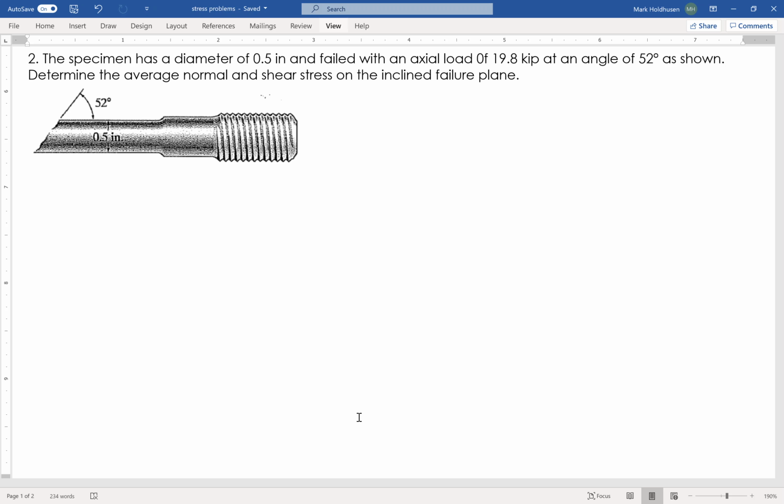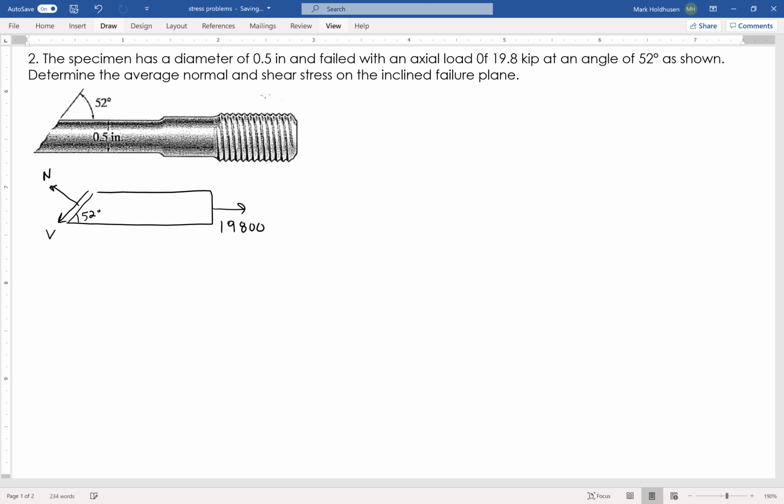So we're going to go ahead and draw this guy like so. Again, what I've got here is 19,800 pounds of an axial load. Now, my normal force on this guy is going to be up in this direction, and my shear force is going to be in that direction, right? Because that's the way that the inclined plane works. So basically, rather than have the normal force in line with the axial load, it's at that angle that I'm trying to figure out right there. And again, this angle right here is 52 degrees.